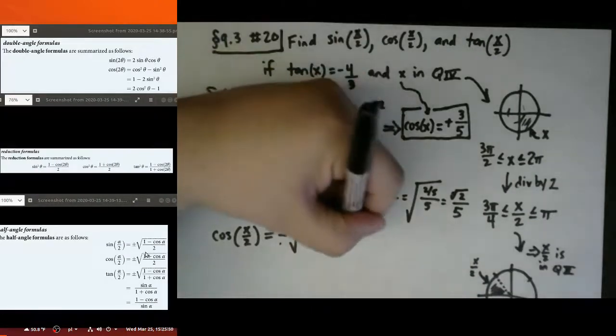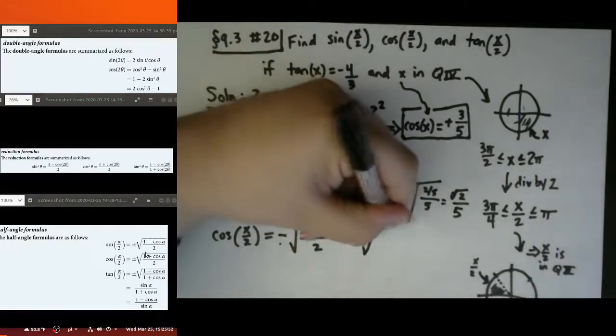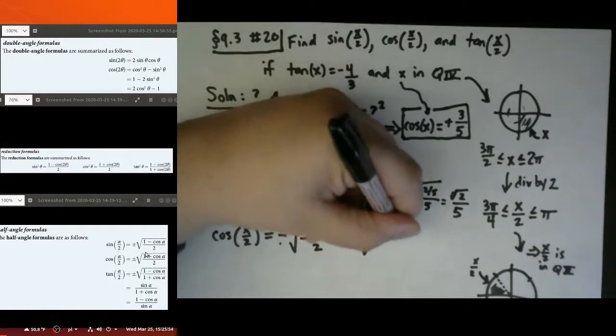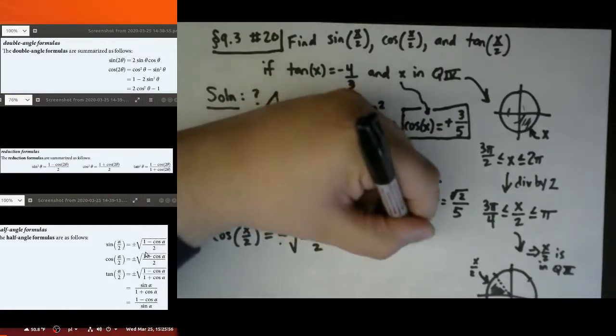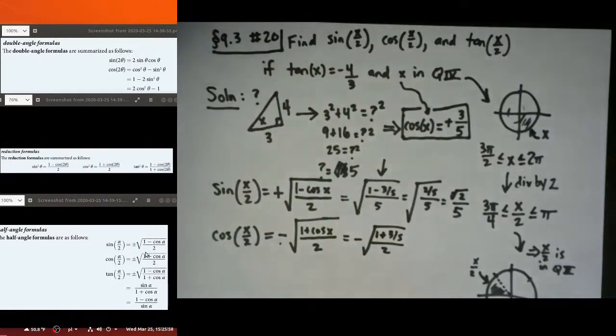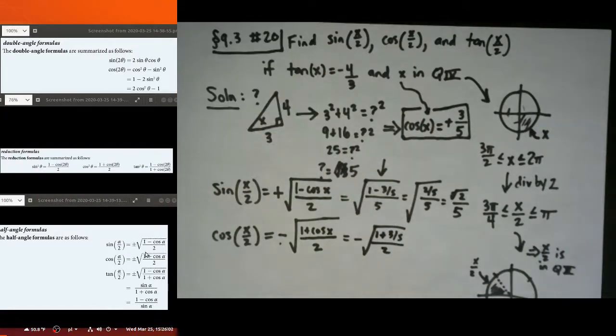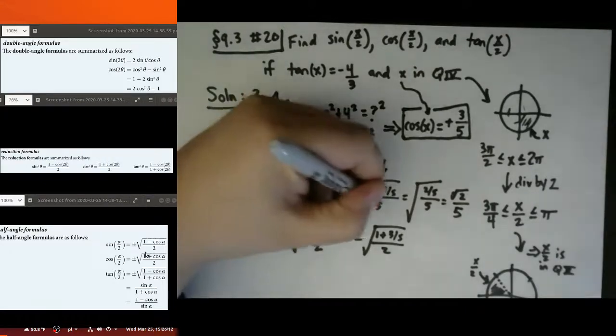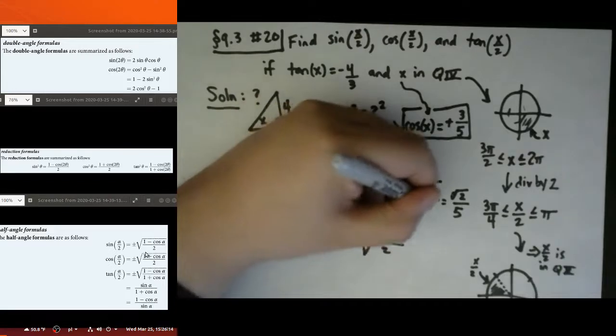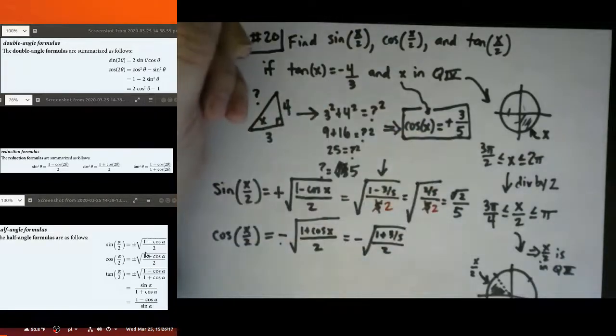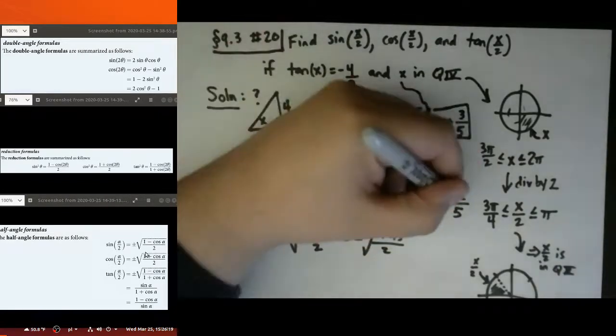So I'll end up with a negative square root of 1 plus 3 over 5 all over 2. And that will simplify. What will it simplify to? 1 plus 3 over 5 is 8 over 5. Oh, I made a mistake earlier, didn't I? I did. This 2 should not have become a 5 earlier. My apologies. So this thing is not the answer.